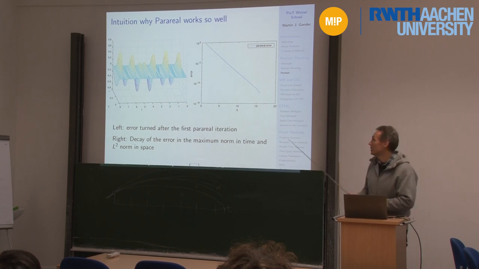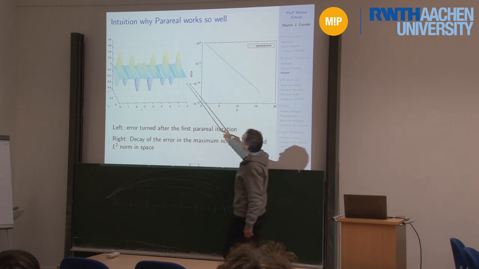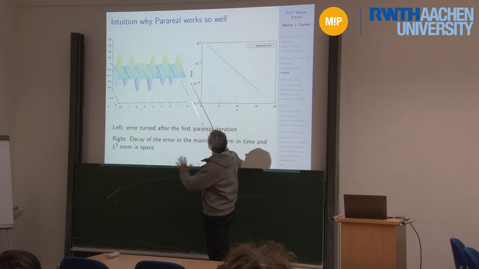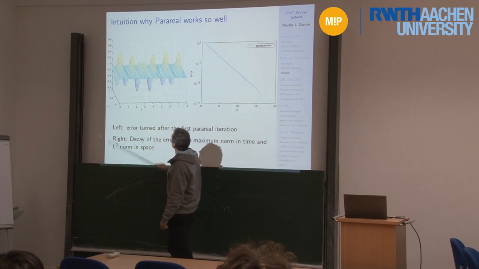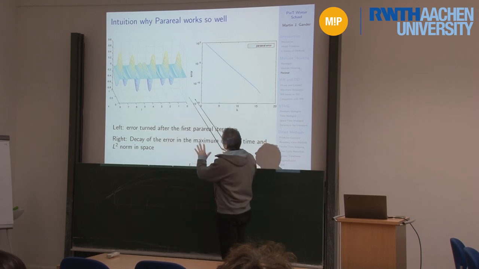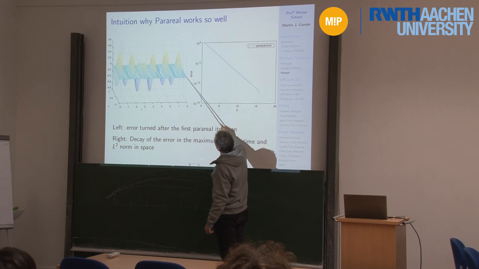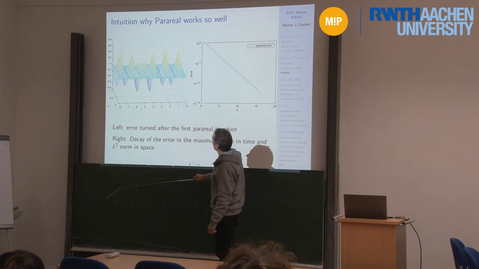What I did is I just turned the error plot slightly. So we still have time. Time goes from here to here. Space goes from here to here. And now we look very carefully why that works. You see, the initial interval has converged, which we know from this argument here.